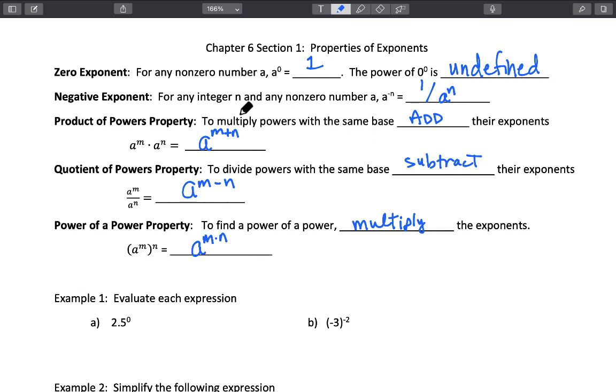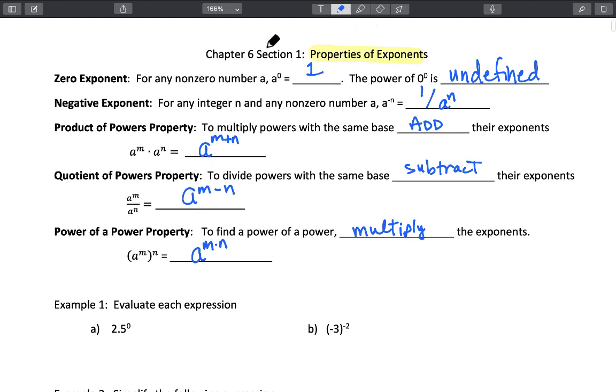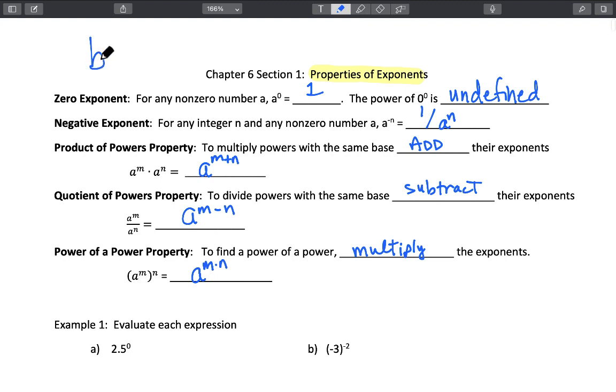This is Section 1. Today we're going to be taking a look at properties of exponents. So before we jump in here, let's just quickly talk a little bit about some notation. Whenever I have a base raised to a power, this is a base here, and this is my exponent. This whole entire expression is known as a power expression.